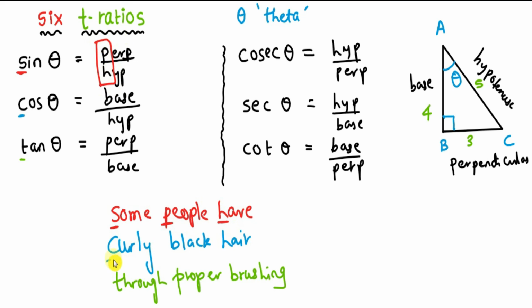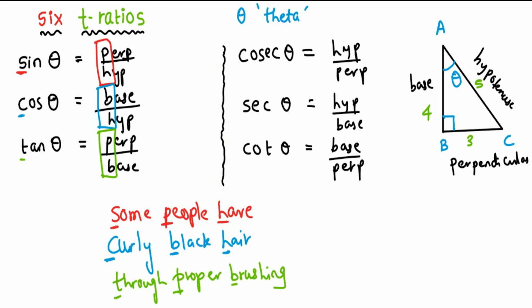"Curly black hair" will give us cos. C stands for cos, B stands for base, and H stands for hypotenuse. So cos is given by base upon hypotenuse. And "through proper brushing": T stands for tan, P stands for perpendicular, and B stands for base. So tan theta is given by perpendicular upon base. I hope that is clear.